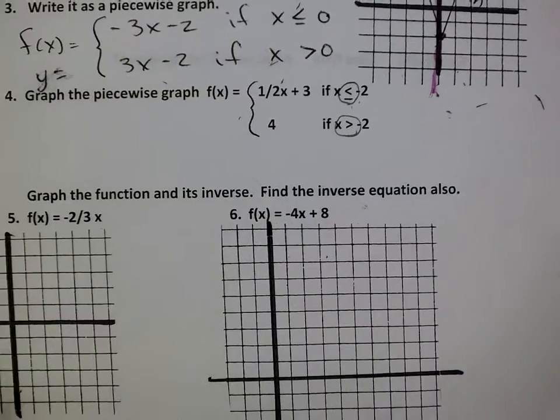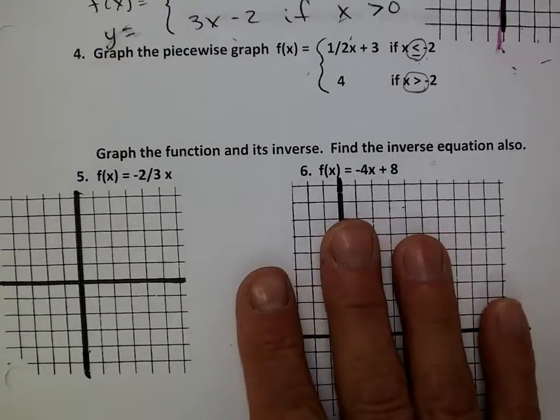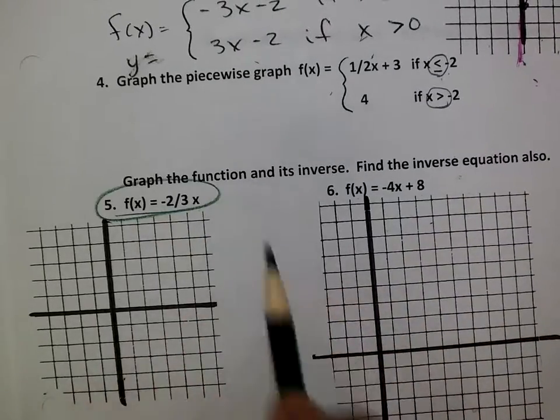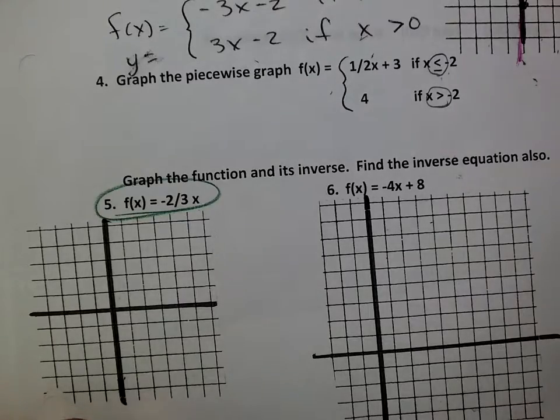Yeah. Okay, number 5. We are going to graph the function and its inverse, and also find the equation for the inverse. So there are 3 things to do, okay? First of all, let's graph the original. Let's do this one in green, and then I'll do the inverse in purple, okay?